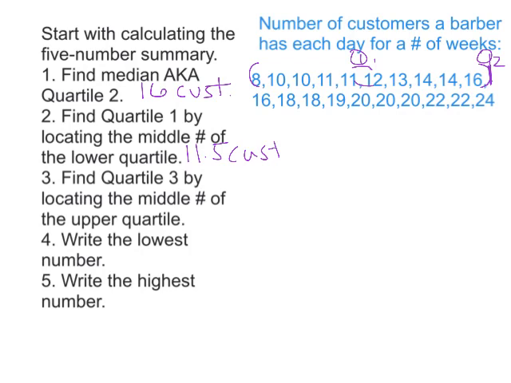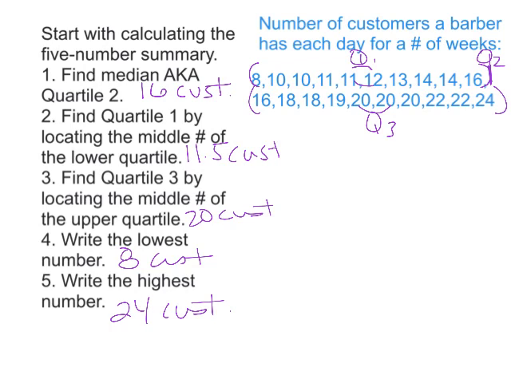And then to find Q3, you take the upper part of the data and you find the median of that, the middle number, and the middle number was between the first 20s. So add them up, divide by 2, that's Q3, the upper quartile, and thus 20 customers. Then you write the lowest number, in this case 8 customers, and then the highest number is 24 customers he had. That's the 5-number summary. From that, we're going to draw a box and whisker.